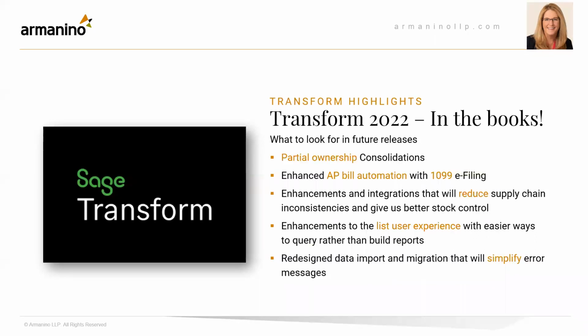Some highlights that you should look for in your current environments. In future releases, you will see partial ownership consolidations. So that's very exciting. Enhanced AP bill automation with 1099 e-filing. We'll talk more about that. And enhancements and integrations that will reduce supply chain inconsistency and give us better stock control.